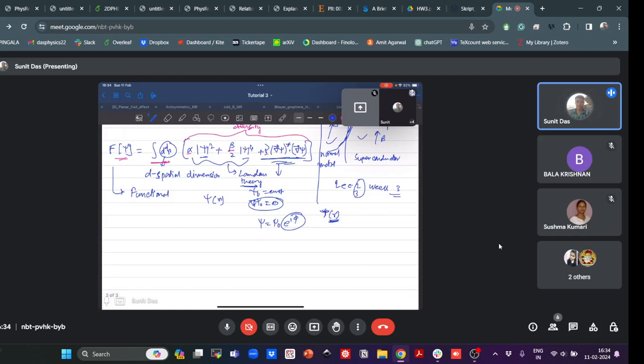Okay, so from this free energy functional, we will derive the response, or how the superconducting order parameter behaves, in the presence of a magnetic field. So we will add another term.